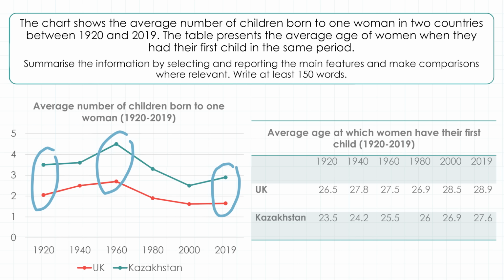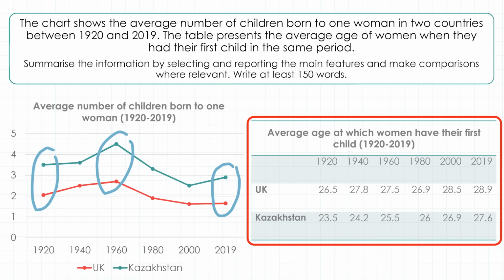Now, let's have a look at our table. Average age at which women had their first child and the same time period, 1920 to 2019, and the same 2 countries, the UK and Kazakhstan. And here we have a lot of numbers. It's not as easy to turn your head around those, but let's look at the numbers for the UK. We see that at the beginning of the period, in the UK, a woman on average had her first child when she was 26.5 years old. And then numbers keep on gradually going up and we finish at 28.9. So women have their first child later.